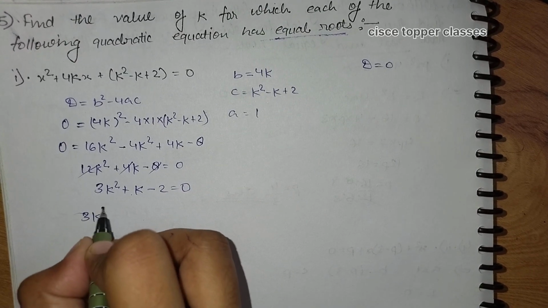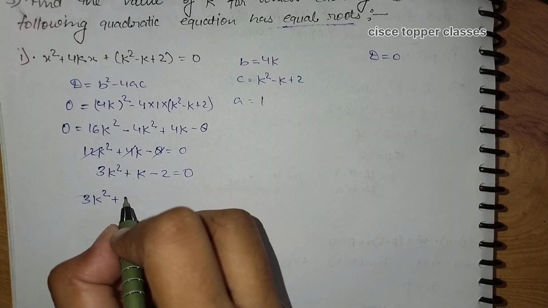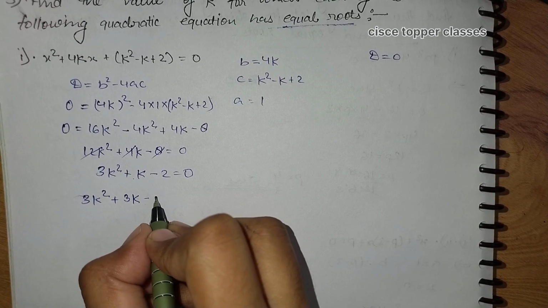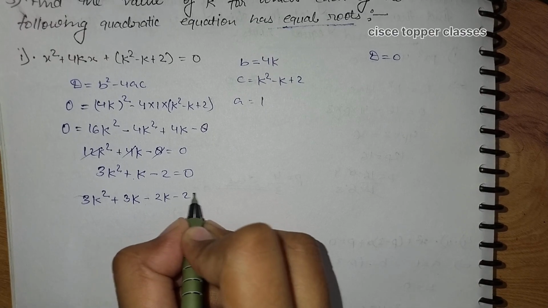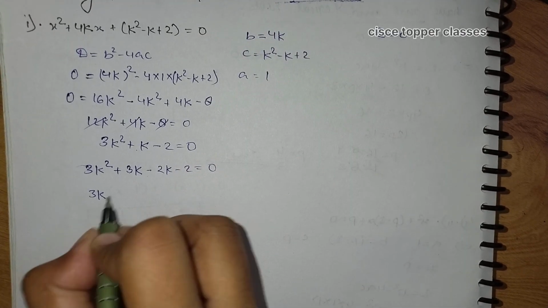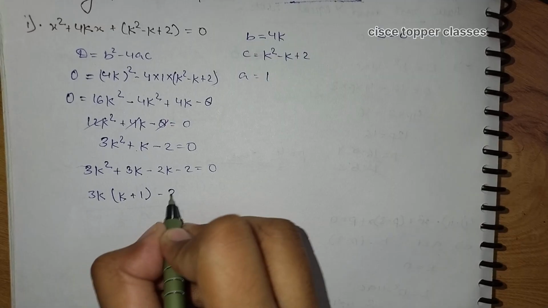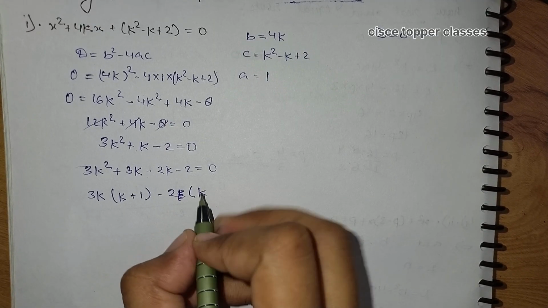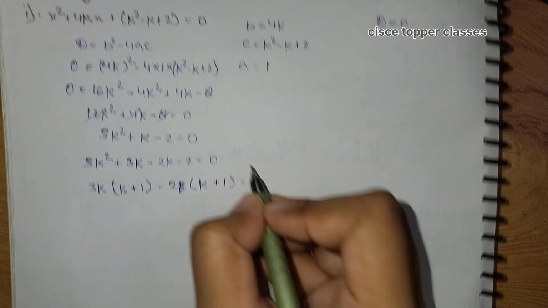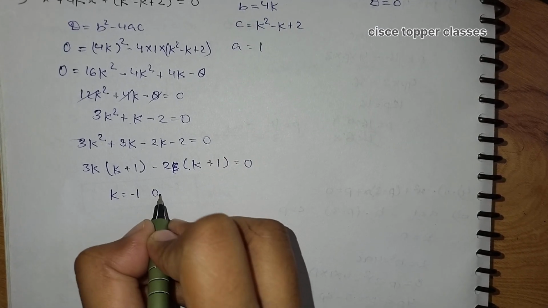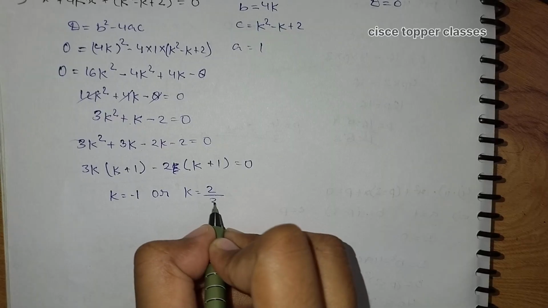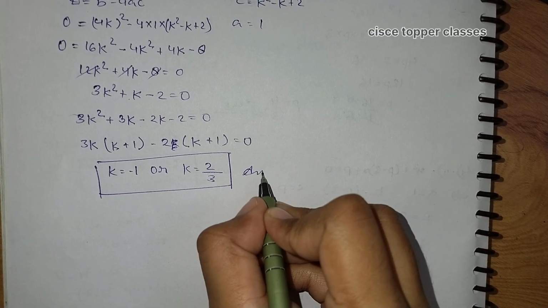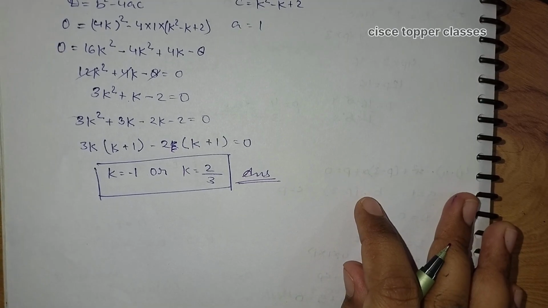So 3k square plus k minus 2, we can write it as 3k square plus 3k minus 2k minus 2 equal to 0. On taking 3k as common, it will become 3k(k plus 1) minus 2 as common, again (k plus 1) equal to 0. So from that, k is equal to minus 1 or k is equal to 2 by 3. So this is the final answer in this question, the value of k.